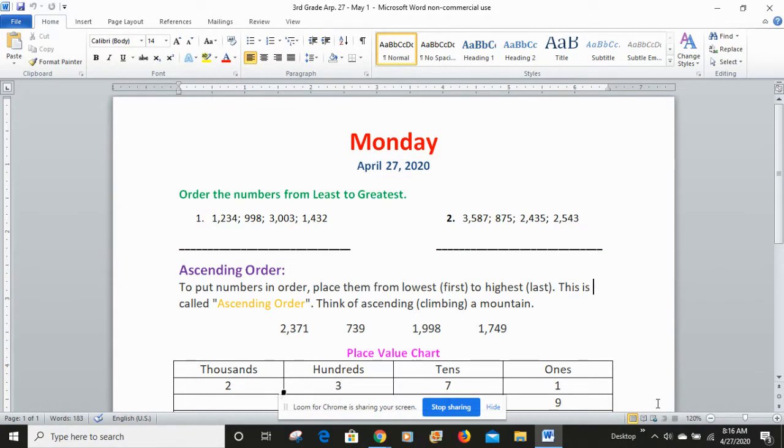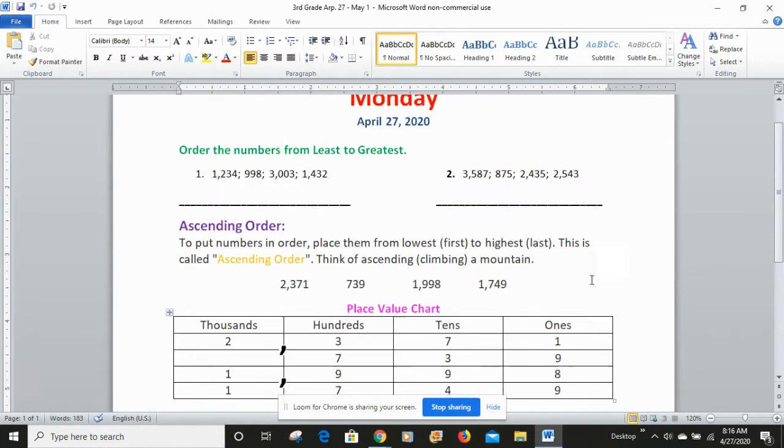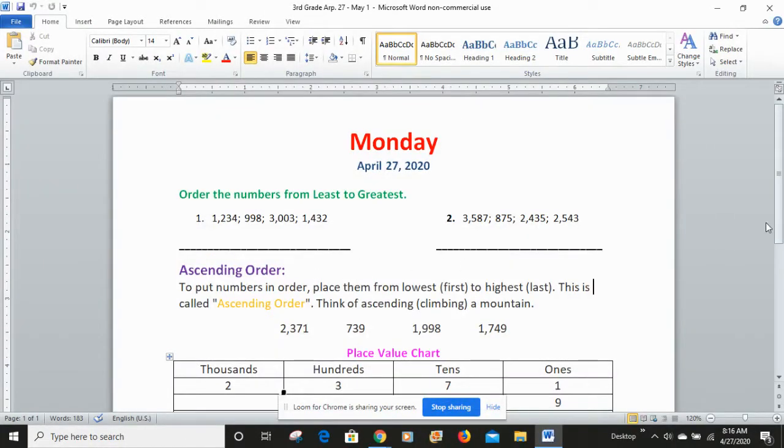Today on our matrix, we're looking at doing a variety of things, ordering some numbers from least to greatest, and then doing some story problems. So, ordering numbers. Once again, it's been a while since we've worked on this, but in this case, we're putting the smallest numbers up to the largest numbers in order. And when we do that, that's called ascending order.